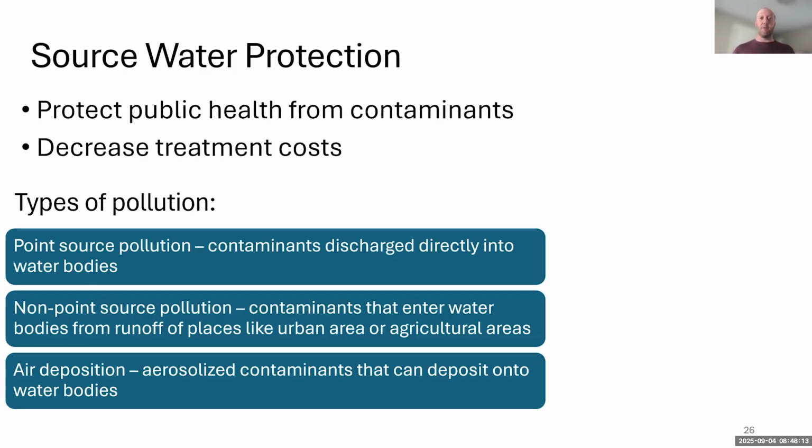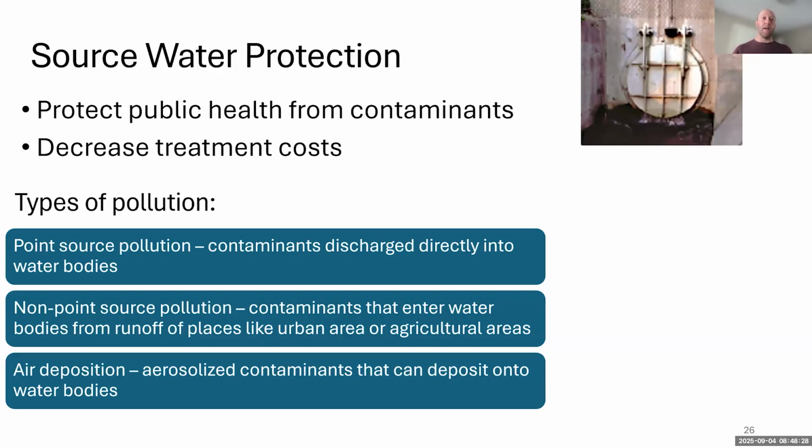And so thinking about pollution that can contaminate our water sources, there's three main types that I'm going to go over. The first one is point source pollution. This is kind of what we think about. It is when contaminants are discharged directly into a water body. You can think of it like pollution coming out of a pipe. Maybe it's from some industrial source. Maybe it's coming from a wastewater treatment plant. But basically, it can be determined that it comes out of this specific spot for this specific reason.